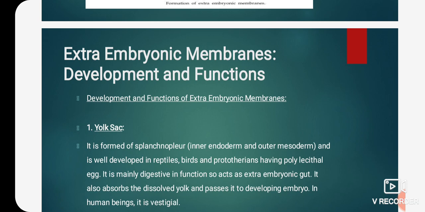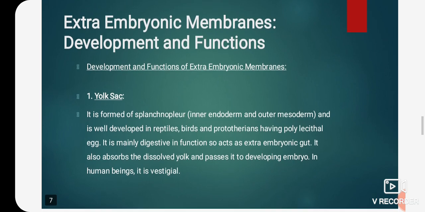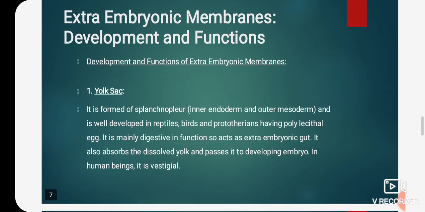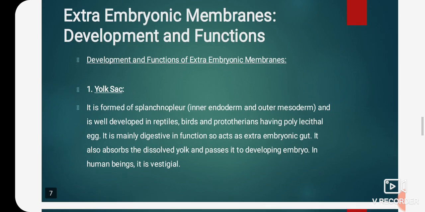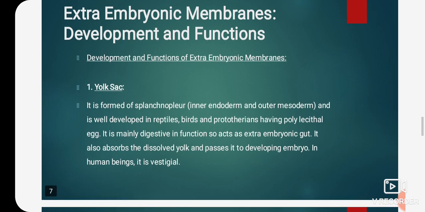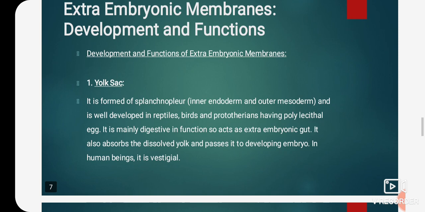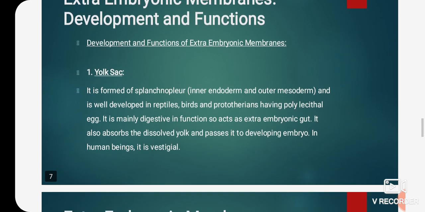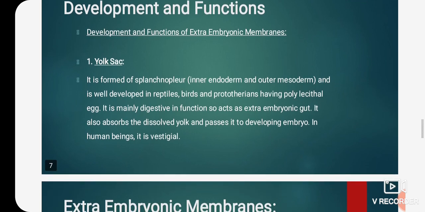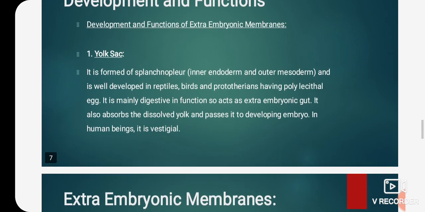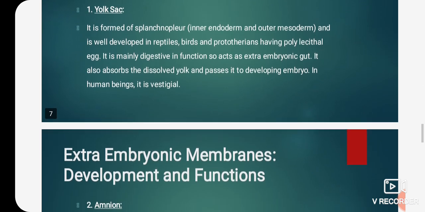First, yolk sac. It is formed of splanchnopleure, inner endoderm and outer mesoderm, and is well developed in reptiles, birds, and prototherians having polylecithal egg. It is mainly digestive in function, so acts as extra embryonic gut. It also absorbs the dissolved yolk and passes it to developing embryo. In human beings, it is vestigial.